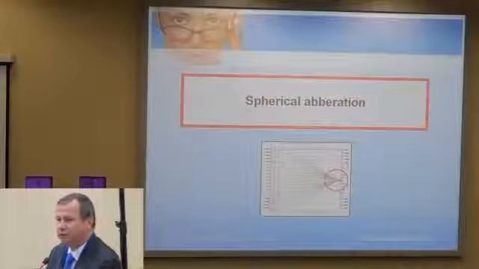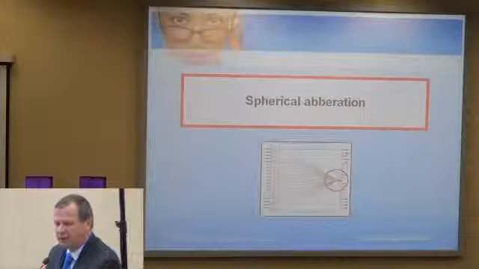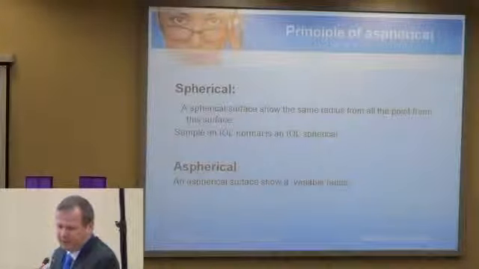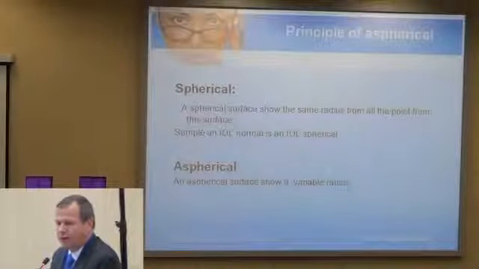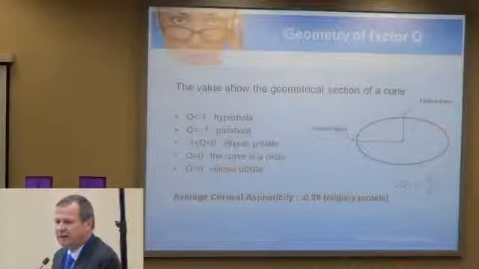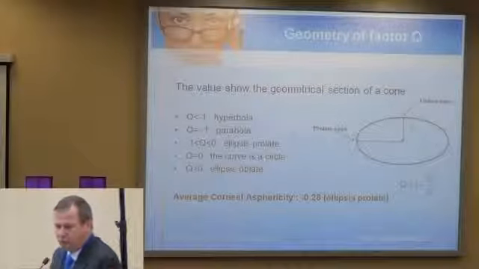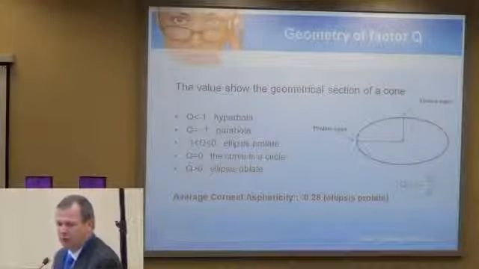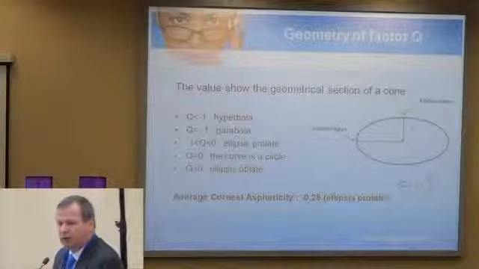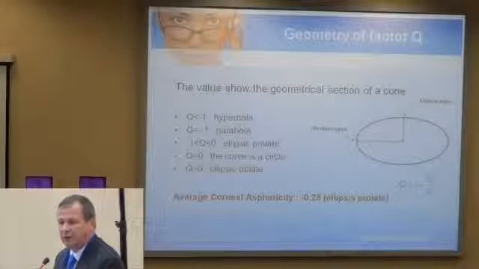First of all, the spherical aberration. You know that if you correct the spherical aberration, you will have better results. An aspherical surface shows a variable radius. So if you just look at this geometry of the factor Q, you will be very smart for a lot of things. And just remember that between -1 and 0, you have an ellipse correlated with the Q.